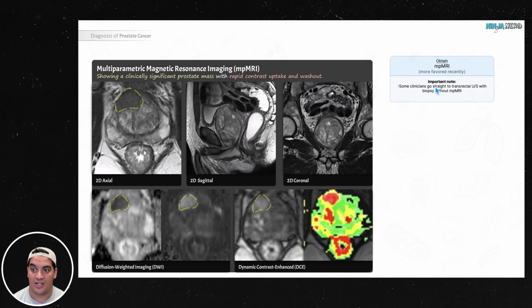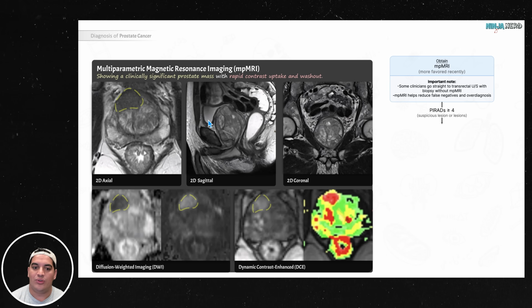Some clinicians will go straight to the transrectal ultrasound with the biopsy without even doing the MP-MRI. But again, it's becoming more favored to do this prior to the transrectal ultrasound. The hopeful goal is to reduce false negatives. If you biopsy an area and it comes back negative, this helps make sure that whenever you take those samples, you're targeting the best areas to take the cores from.